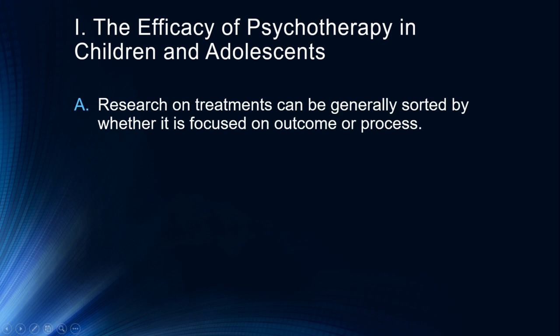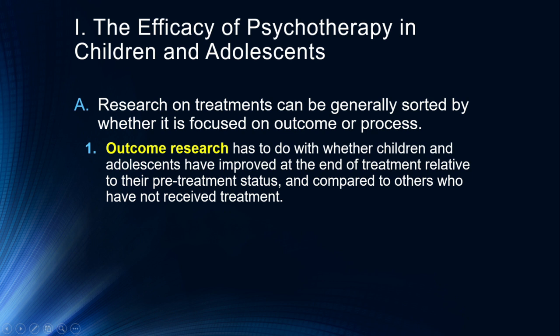We want to think about outcome versus process. We always want to be focused on outcome, but outcome research has to do with whether children and adolescents have improved at the end of a treatment relative to their pre-treatment selves. But we also want to compare them to others who have not received treatment to make sure it's not just some sort of developmental process.